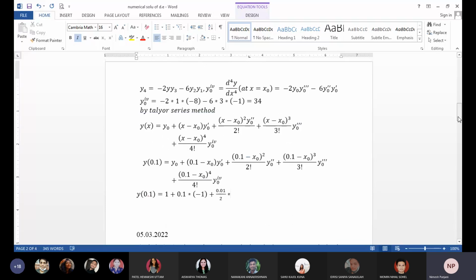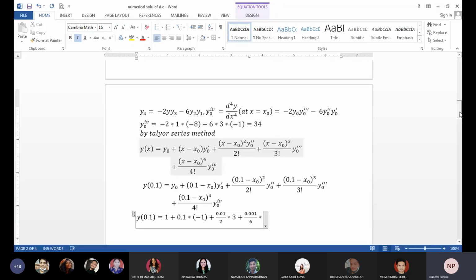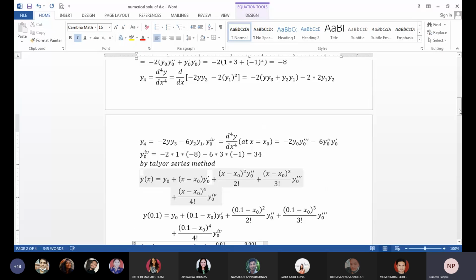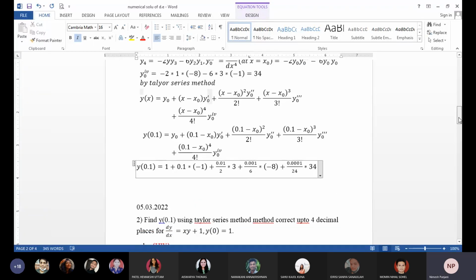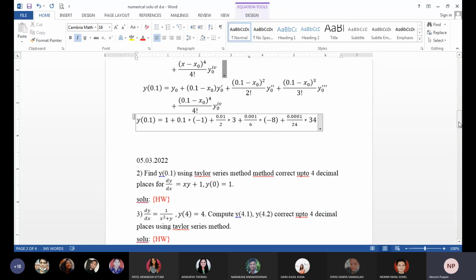y0 double dash is 3 plus 0.1 cubed, 0.001 divided by 3 factorial, which is 6, multiplied by y0 triple dash. y0 triple dash is minus 8 plus the fourth order derivative divided by 24 multiplied by the y0 fourth order derivative, that is 34. Okay, so we substituted all these values here, which we calculated above. We substituted x naught which is 0, and now we are simplifying it.